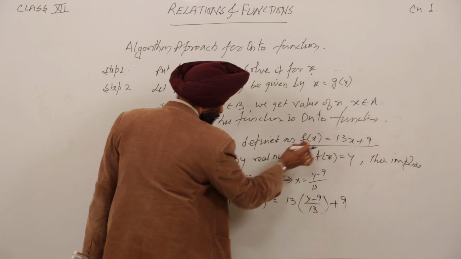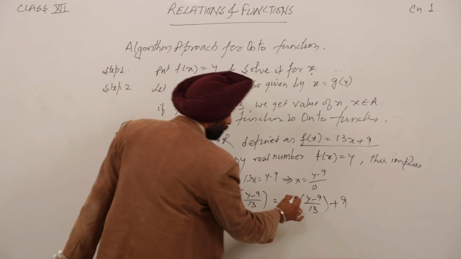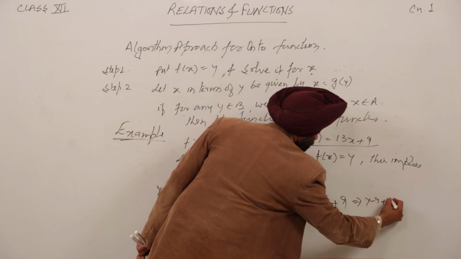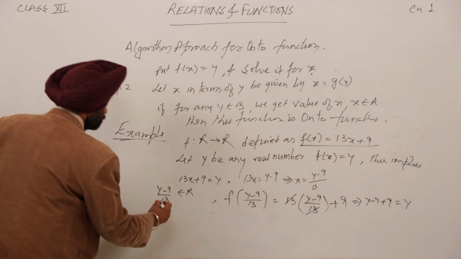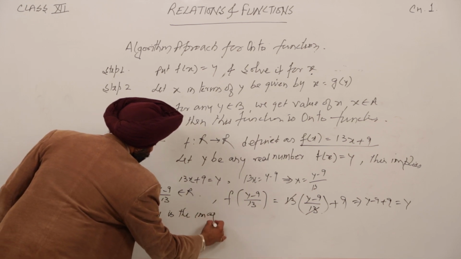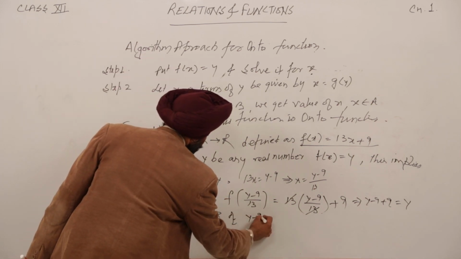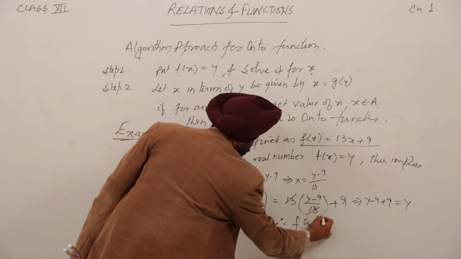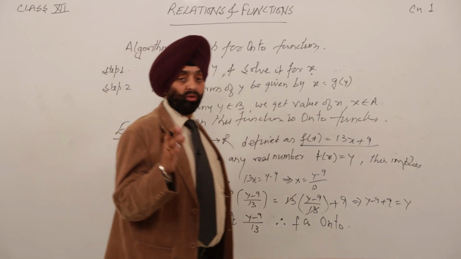Now in place of this x I have taken (y minus 9) upon 13. So 13 times (y minus 9) upon 13, when you are solving it, this cancels. We are left with y minus 9 plus 9 and then we are getting y. Now this shows that y is the image of (y minus 9) upon 13. Therefore the function is onto. So this is the algorithm step for one-one and onto functions.